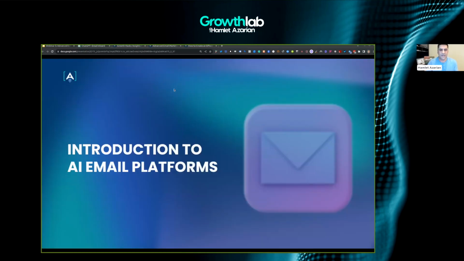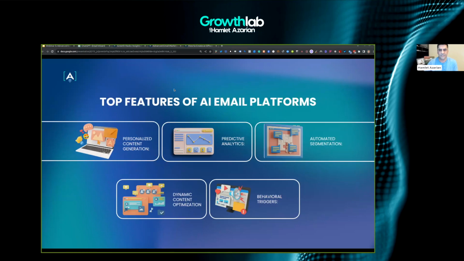So we've kind of talked about it, and we've gone through all of the benefits of the AI assistants. I wanted to now go into some of the platforms that are out there already that are starting to use AI. So you don't necessarily have to build all of these different things, right? But these are some of the things that are coming out there. They're allowing for content generation, predictive analytics, automation, segmentation, dynamic content optimization, and behavioral triggers. So all of these different platforms are using that technology that we just talked about, or starting to embrace it.